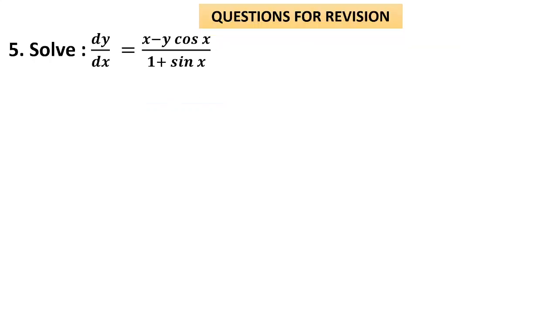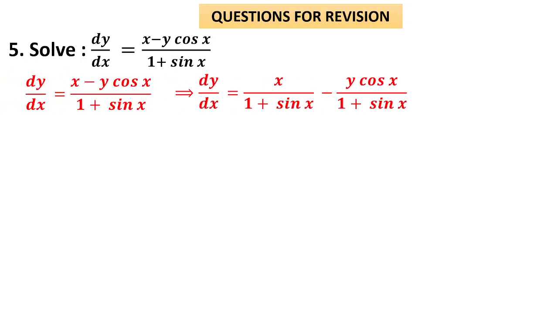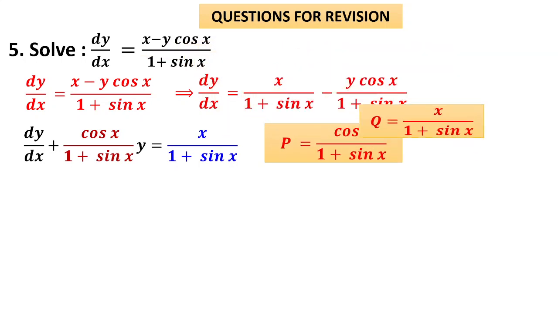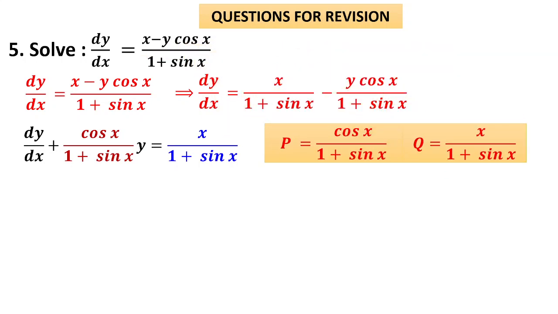Let us move on to question number 5. It is not given in a linear differential equation format, but when I see it, the power of y is 1. Let us try to convert it into linear differential equation format. For that, I am splitting the right hand side: x upon the denominator minus 1 upon the denominator. Let us bring that minus y cos x by 1 plus sin x to the left hand side. It will become dy by dx plus cos x by 1 plus sin x into y is equal to x upon 1 plus sin x. Here I have identified the coefficient of y as P and the right hand side as Q. Good, it is a linear differential equation.